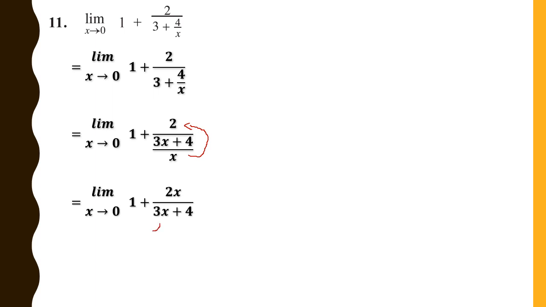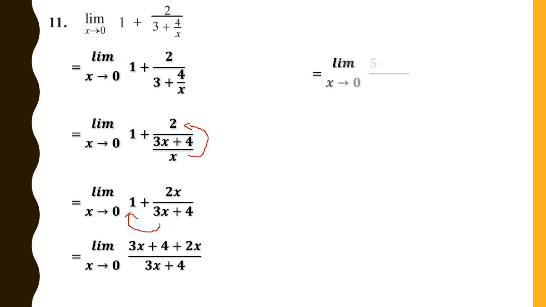Next I have to take the LCM of 3x plus 4 with this 1. So that will make it limit x tends to 0. 3x plus 4 goes into the numerator, plus 2x divided by 3x plus 4. So 3x in the numerator plus 4 plus 2x. So 3x and 2x makes it 5x plus 4 divided by 3x plus 4. What we have to do, we just have to put the 0 into the equation. 5 into 0 upon 3 into 0 plus 4 remains, 4 upon 4 makes it 1.